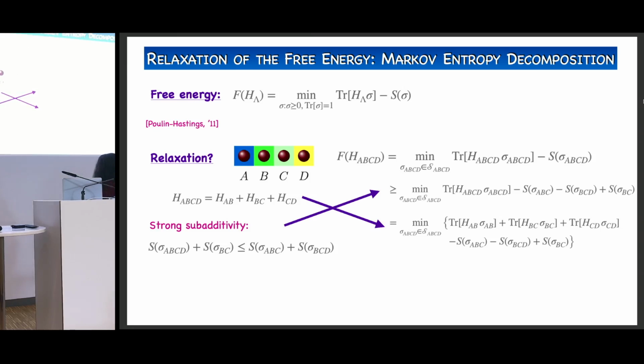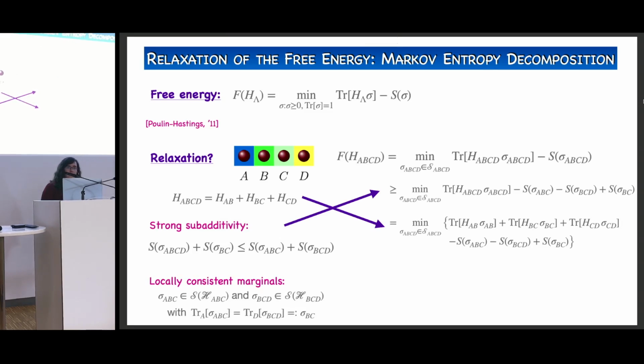However, we still have a problem, which is that we are taking the minimum over states sigma_ABCD that are supported everywhere, and this is precisely what we didn't want. But what we can do is further assume something that is a condition called locally consistent marginals.